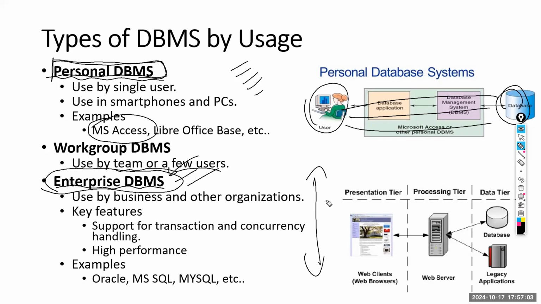Actually, this is how you subdivide software also. Personal software, workgroup software. Workgroup software is something like WhatsApp, Zoom. Then enterprise software like your inventory management system, order processing system. The entire organization uses it, like a banking system. So the database has the same classification. Personal software may have a personal DBMS. Workgroup software may have a workgroup DBMS. Enterprise software has an enterprise DBMS like Oracle.